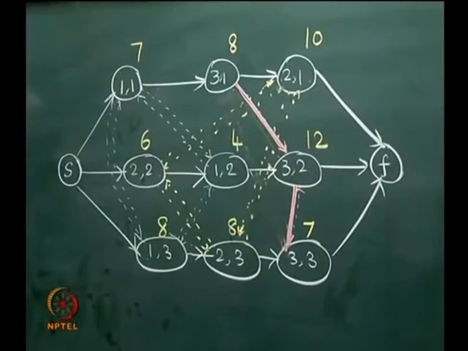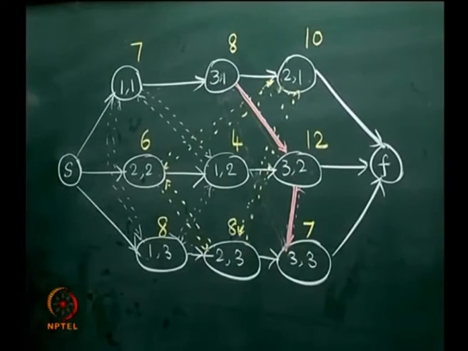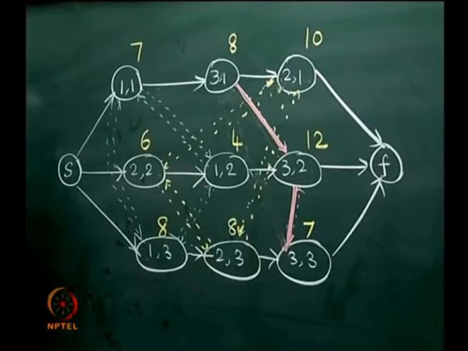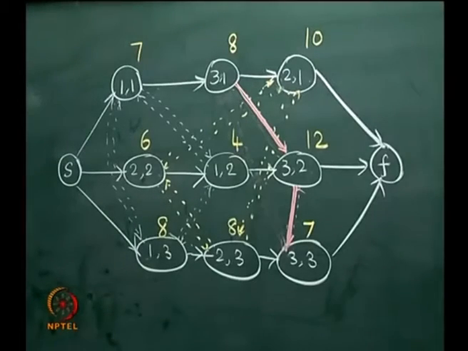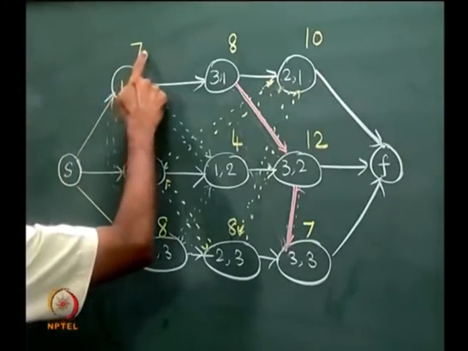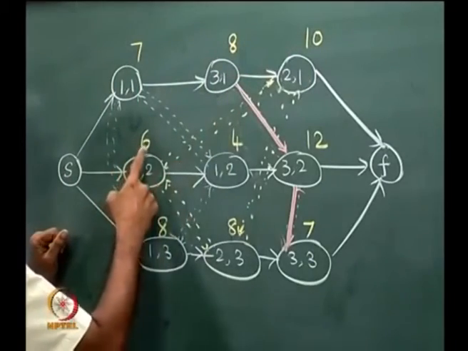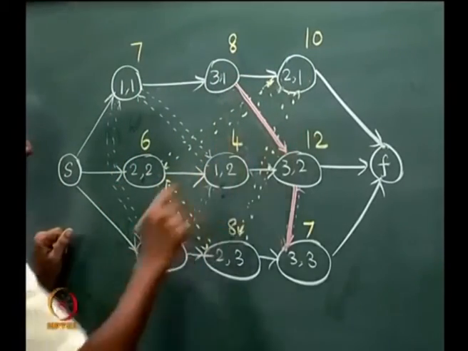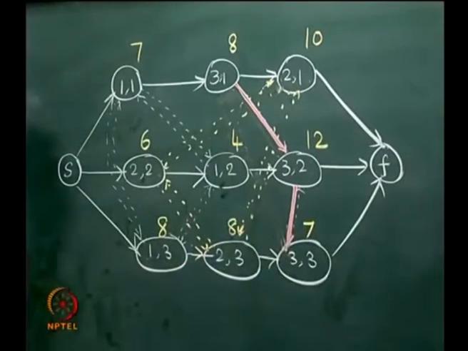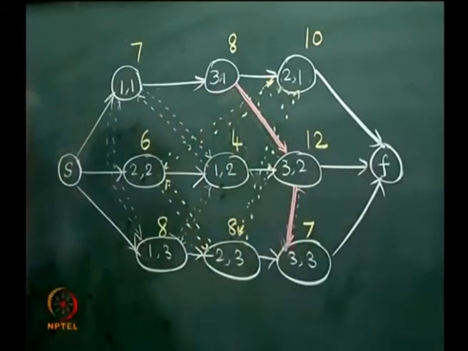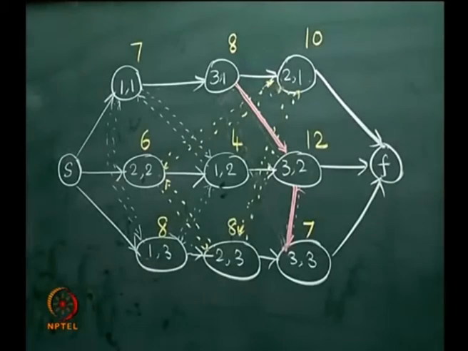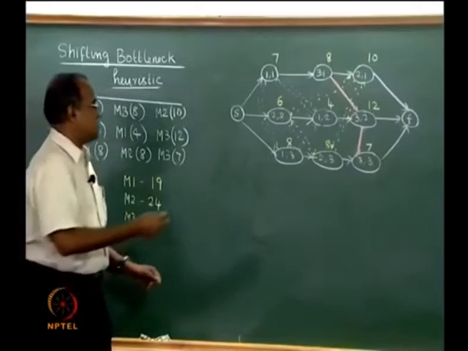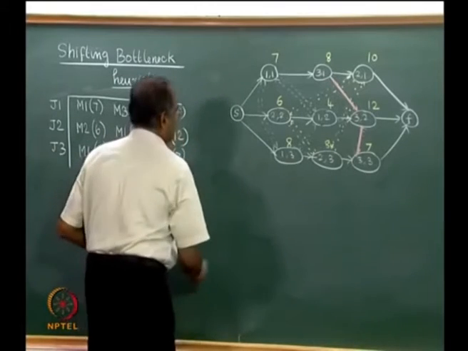Now, the longest path on the network once again gives a lower bound to the makespan. Earlier, the longest path on this network was the sum of the job processing times: 7 plus 8 is 15, plus 10 is 25; 6 plus 4 is 10, plus 12 is 22; 8 plus 8 is 16, plus 7 is 23. But now, with the inclusion of these 2 arcs, the longest path on this network would become 34. So, let us show that computation.